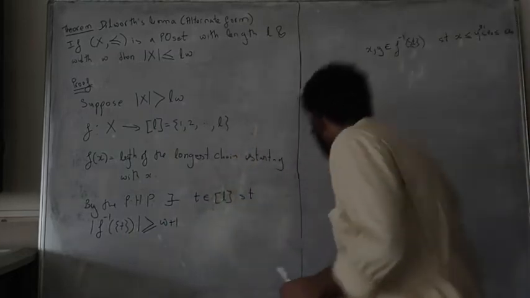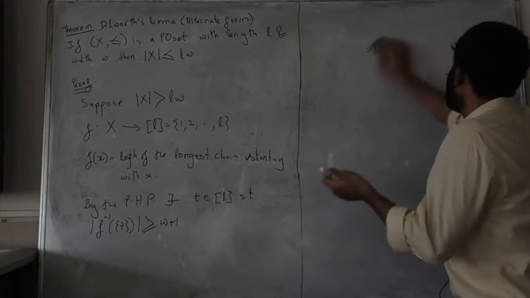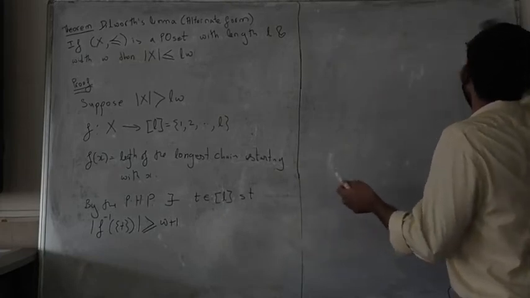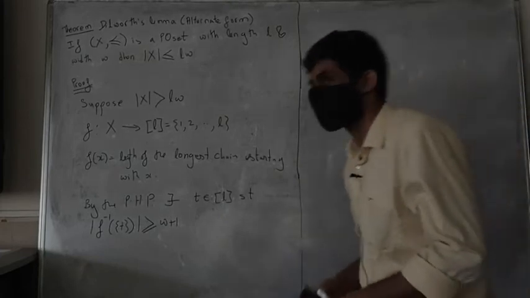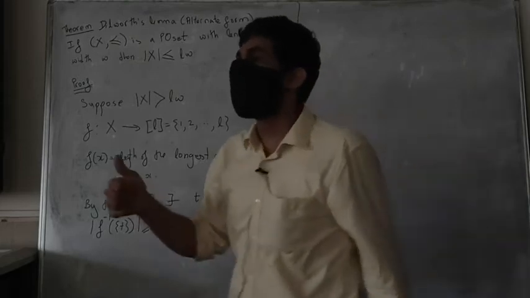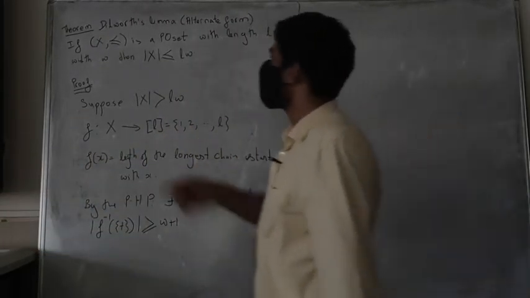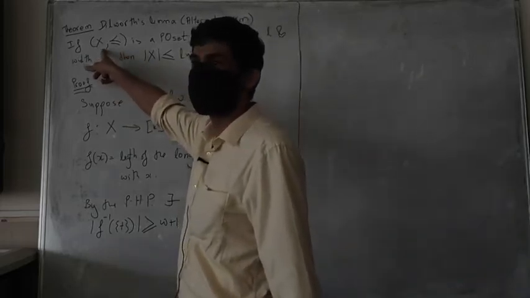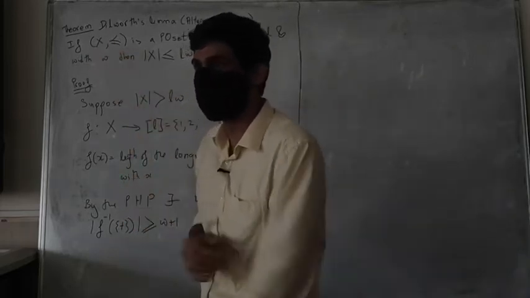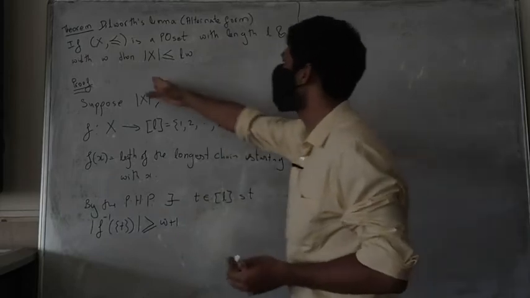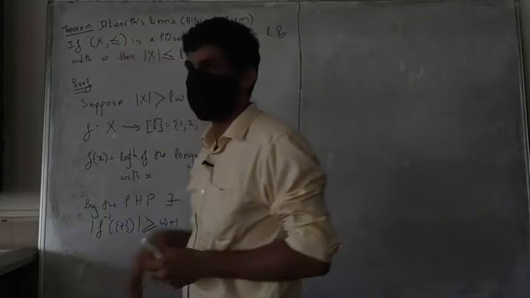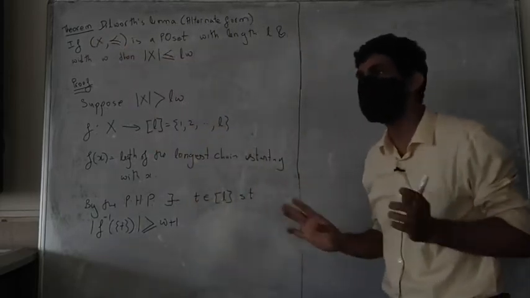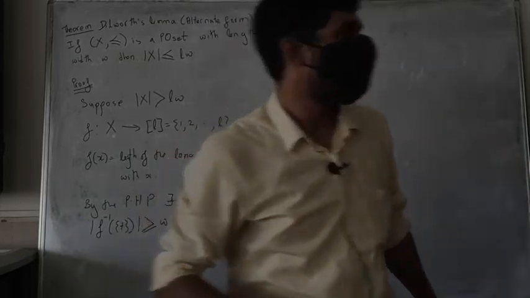Okay. So even without any difficulty, I have actually also shown you that if the length is finite and the width is finite, then the poset should be finite. I have not actually assumed that x is finite. You don't need to. It would still follow.